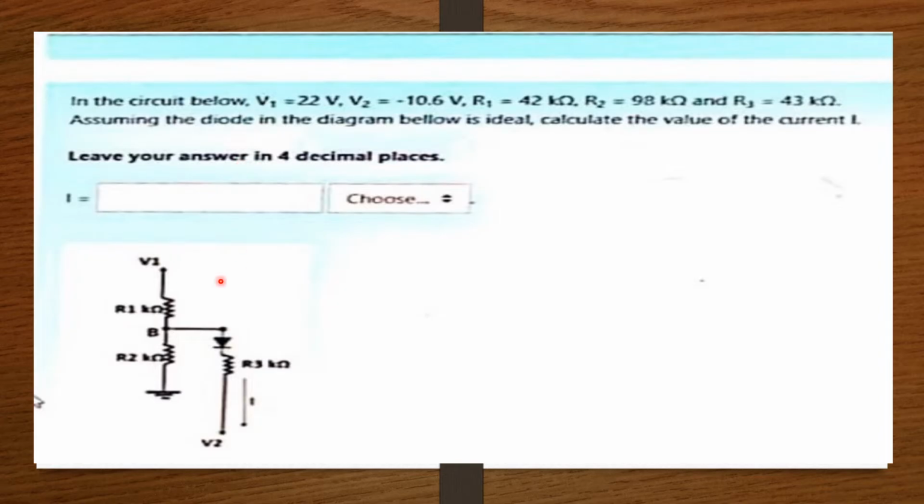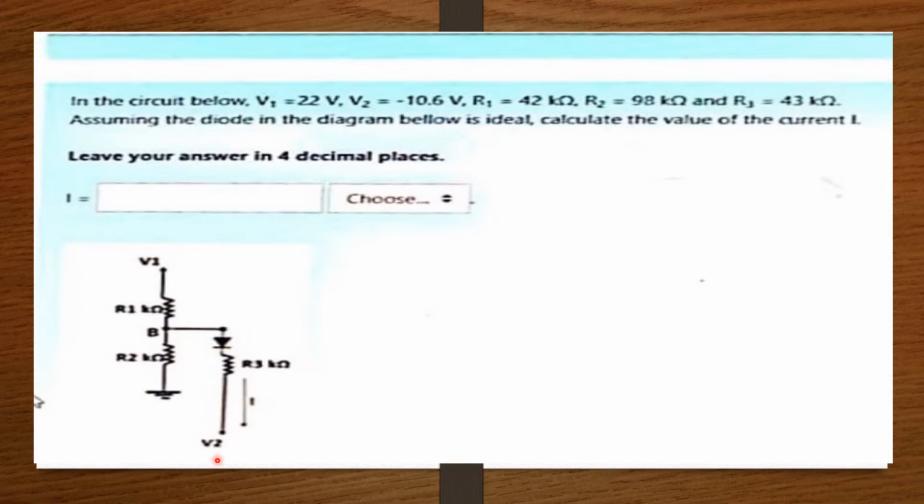So as you can see here, we have the circuit diagram: V1, R1, the node B, R2, an earth portion, and then we have our diode here, which is going to be short circuited because it is ideal. So you're going to take it away. And then we have our 43 kilo ohm resistor here, a current I which is pointing in this direction, and then we also have V2.